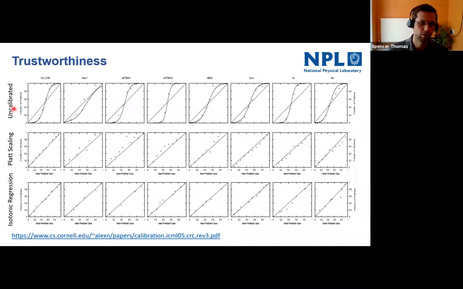And here are some examples where you have the uncalibrated calibration curves, and you can see that you have these very off-diagonal, S-shaped curves, and with Platt scaling or isotonic regression, you can bring these much closer to the diagonal, so there can be much more reliable probabilities in this case, and so we can have much more confidence and trustworthiness in the outputs of these models. And this is really critical for any kind of decision-making process.